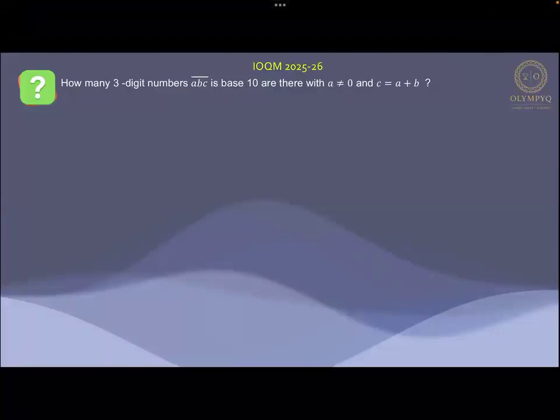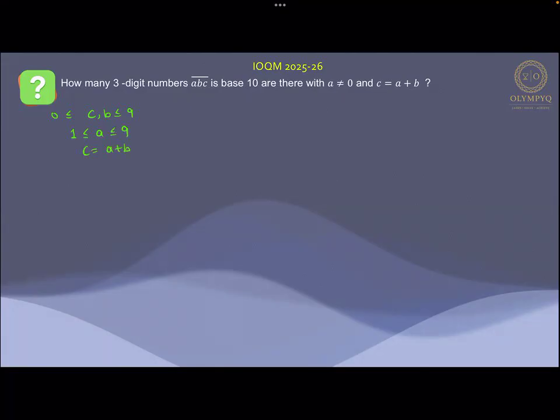First of all, the value of C can range from 0 to 9, and along with that, the value of B also ranges from 0 to 9. Since A is the first digit, A cannot be equal to 0. Therefore, A has to range from 1 to 9. Along with that, C has to be equal to A plus B.